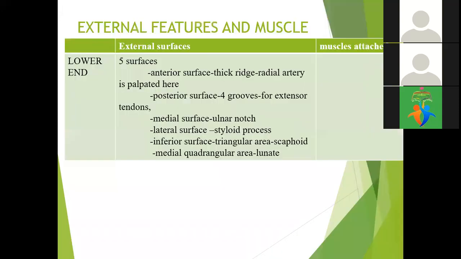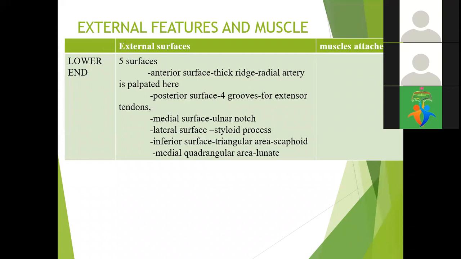So now we are coming for the lower end of radius. We can talk about external features. The lower end of radius is broader and has five surfaces: anterior surface, posterior surface, medial surface, lateral surface, and inferior surface. So there are five surfaces. Okay, so we can talk about the anterior surface. The anterior surface has a thick ridge and it is crossed by the radial artery. So we palpate the radial artery on this anterior surface of the lower end of radius.